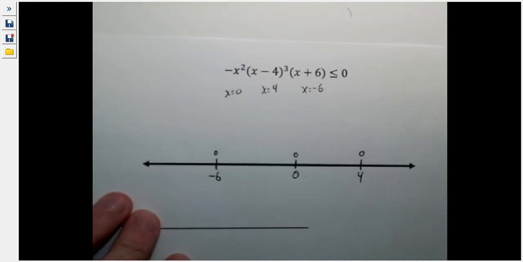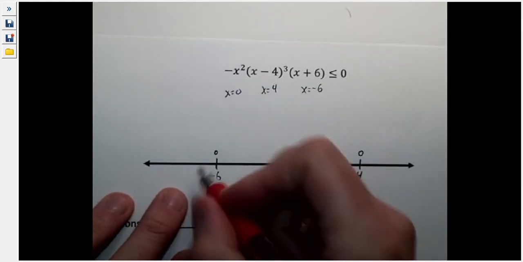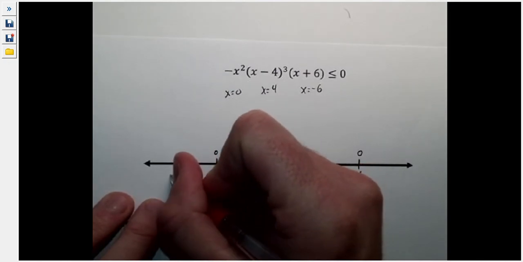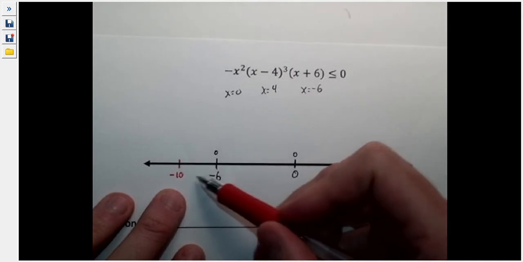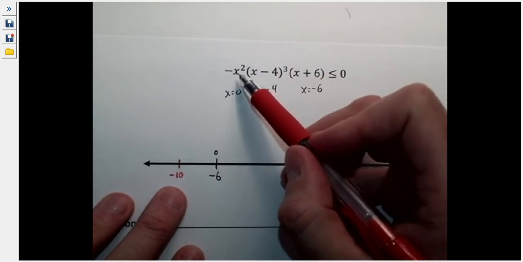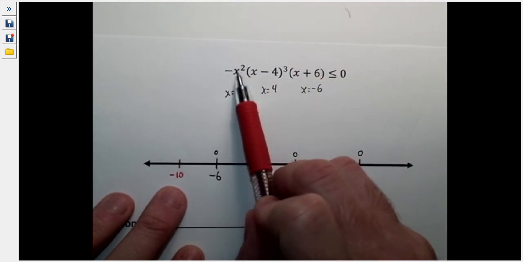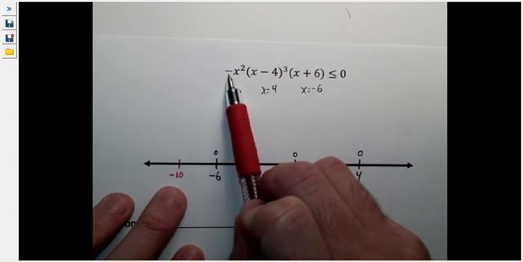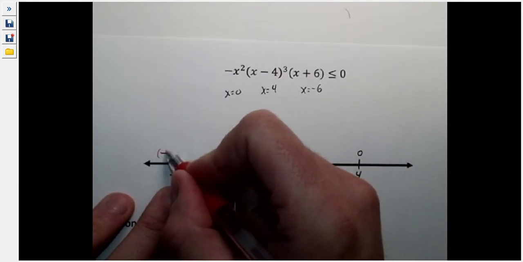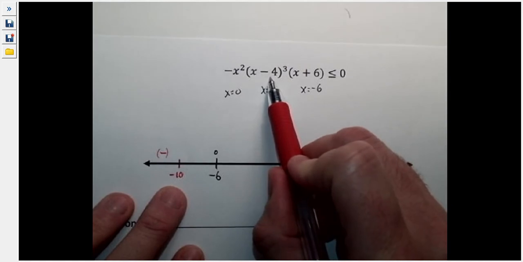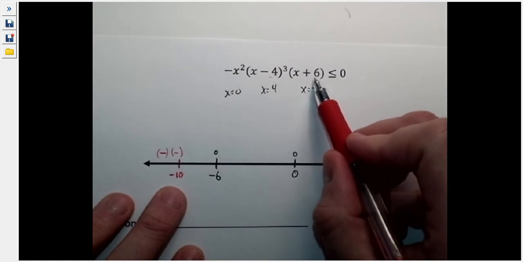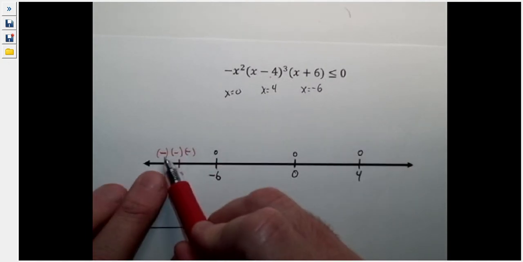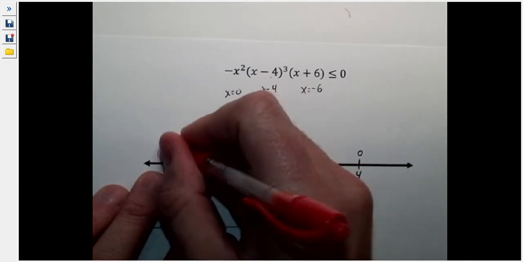And again, all I'm going to do is I'm going to test numbers. I'm just going to pick numbers. I'm going to pick a number smaller than negative 6. You know what I'm going to pick? I'm going to pick negative 10. Does it matter? No, as long as it's smaller than negative 6. When I plug negative 10 in here, negative 10 squared, positive, but that's going to make it negative again. So my first one's negative. When I plug negative 10 in here, I get a negative. When I plug negative 10 in here, I'm going to get negative. And a negative times a negative times a negative is negative.